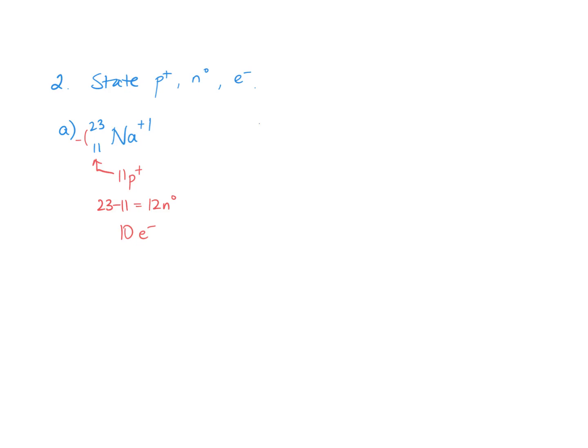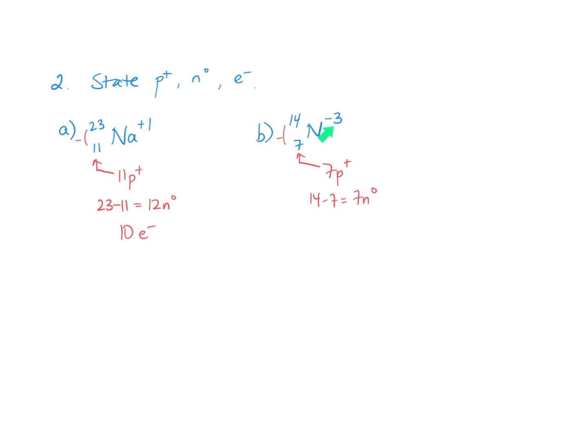Okay, let's try a different one. Let's try a nitrogen ion, which has a charge of -3. And atomic number 7 will go with a mass of 14. So try this one. State your protons. Go ahead and subtract mass minus atomic number to get your neutrons. And now compare the protons and electrons to figure out the number of electrons, to get your charge.